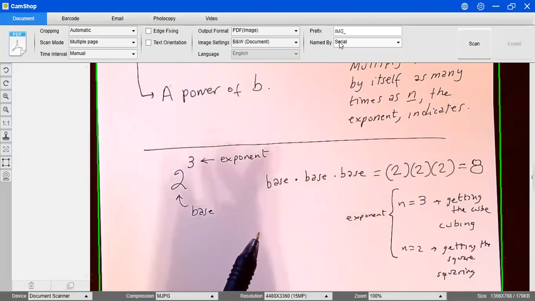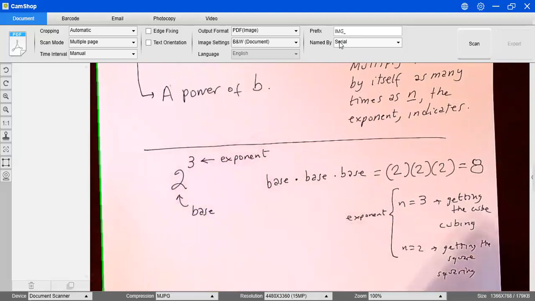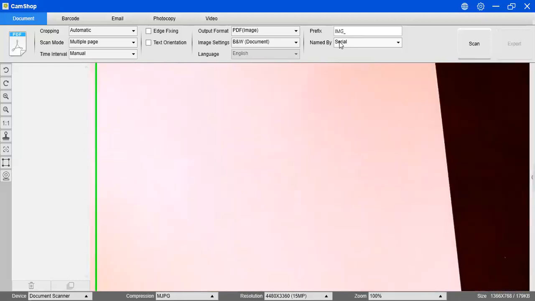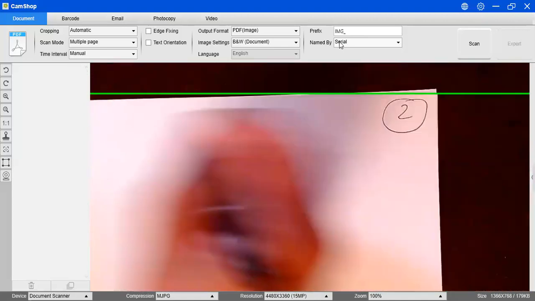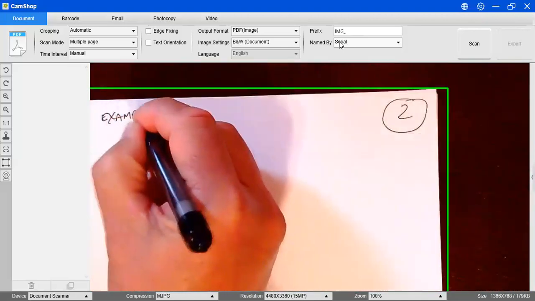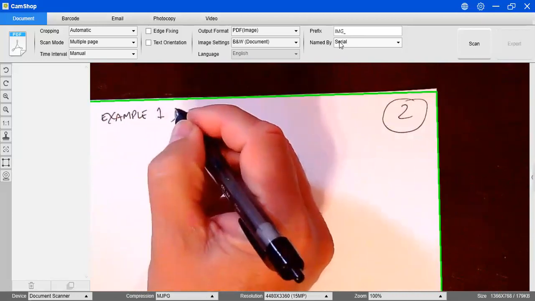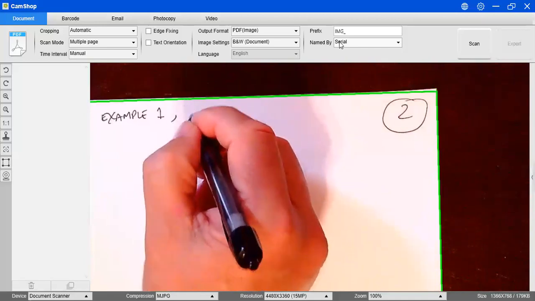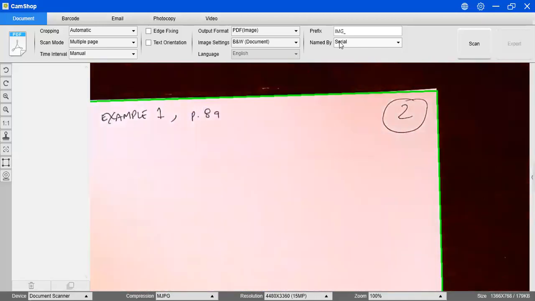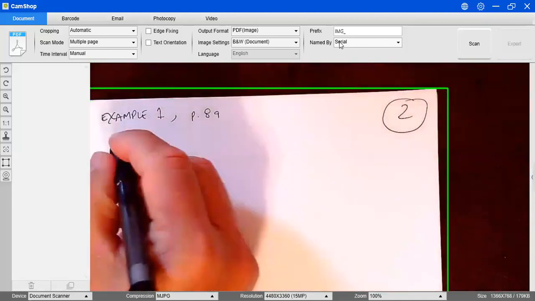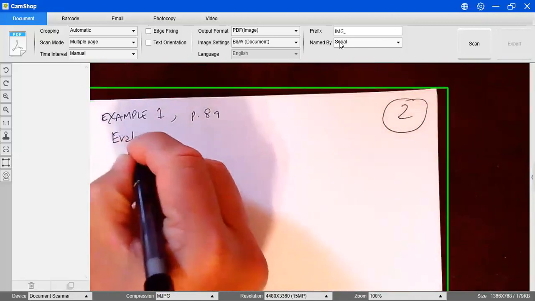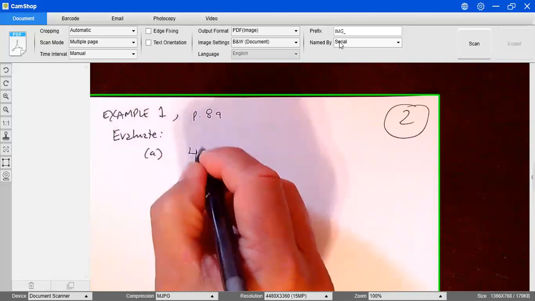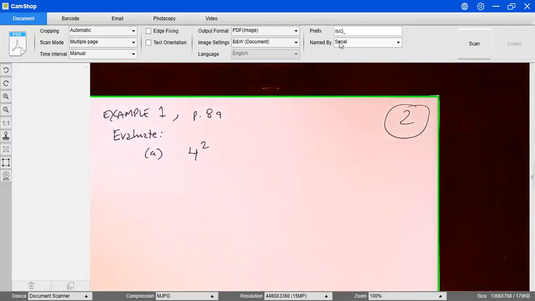So we're going to solve an example on how to use this notation, the exponential notation, to understand many things. We're going to start with example 1. Example 1 is on page 89. We are just going to evaluate. We have first 4 to the second power, or 4 squared.